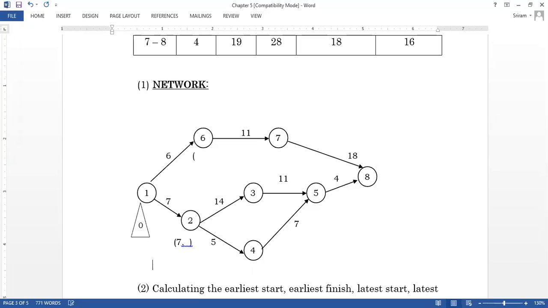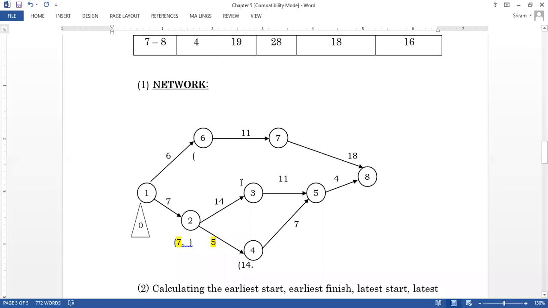Now I am going to check the value at 4. Here the value is 7. I am going to add the expected time, which is 5. So 7 plus 5, the time is 14.